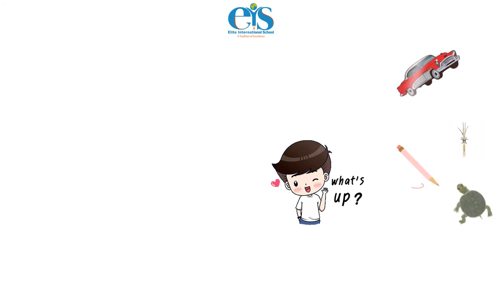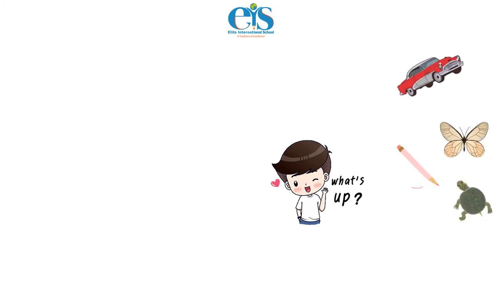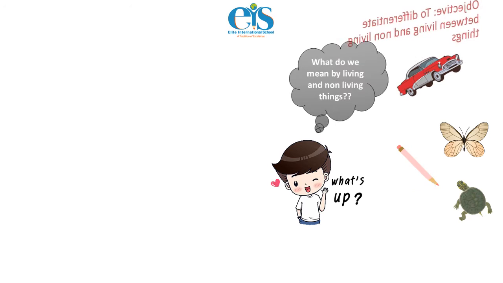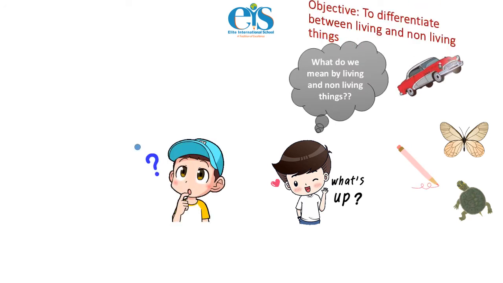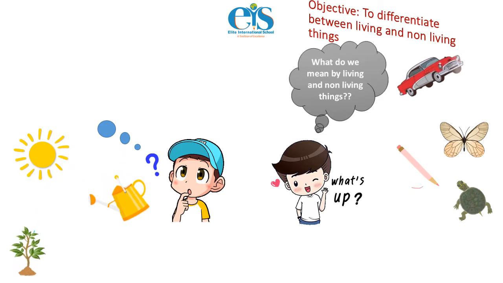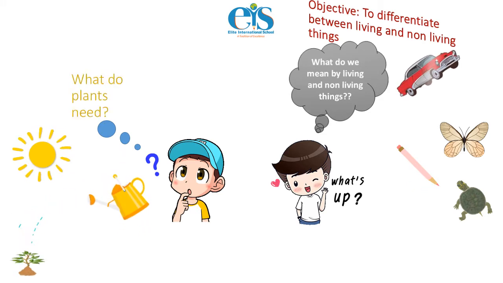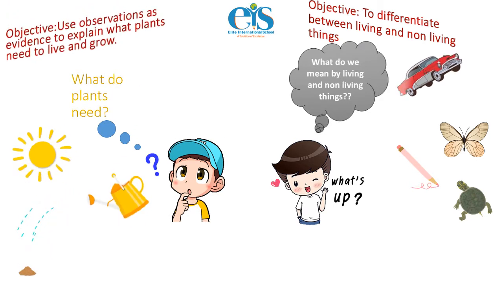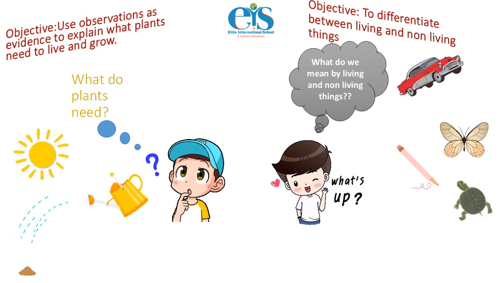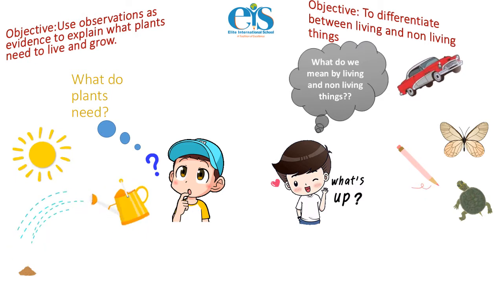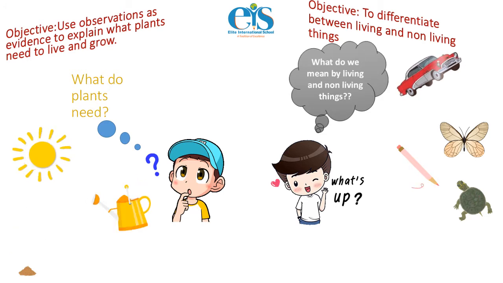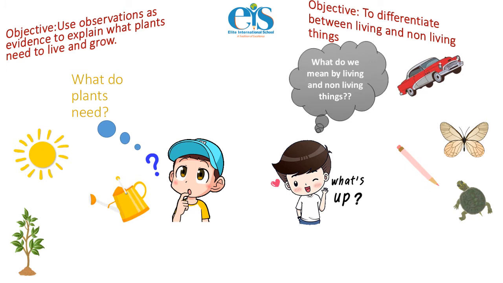Our lesson in science for today will be very interesting as we will talk about living and non-living things. And we will also be learning about plants' needs. The objectives of our lesson are to differentiate between living and non-living things, and we will also use observations as evidence to explain what plants need to live and grow. So are you ready for this lesson? Let's go!